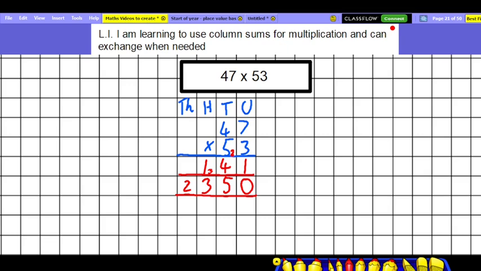Now the final step. I've worked out what 47 times 3 is. I've worked out what 47 times 50 is. To get my final answer, I need to make sure that I add them both together, but ignoring any numbers that were on the shelf.